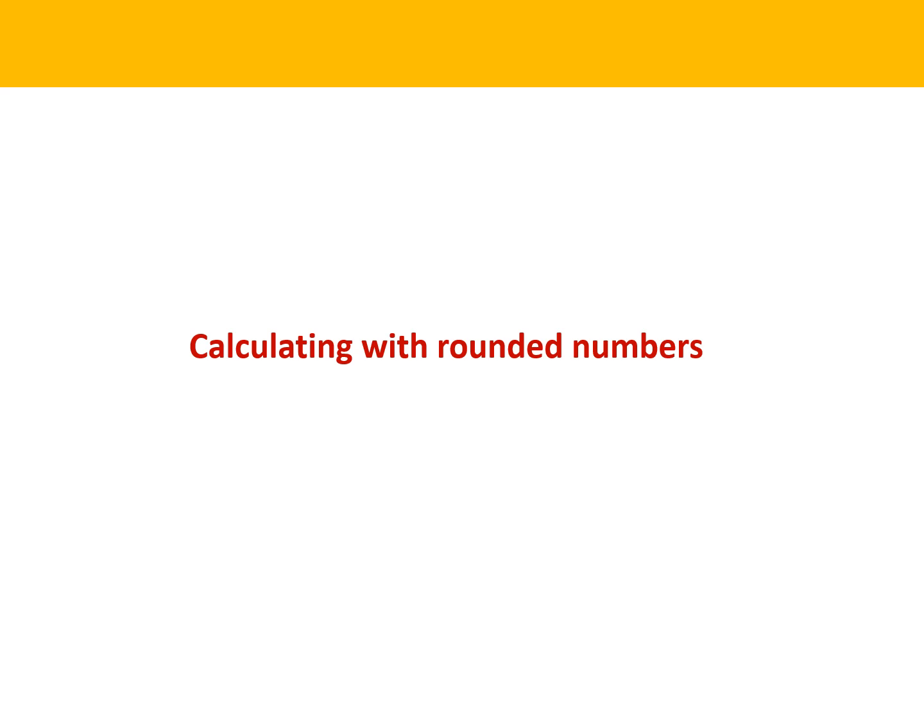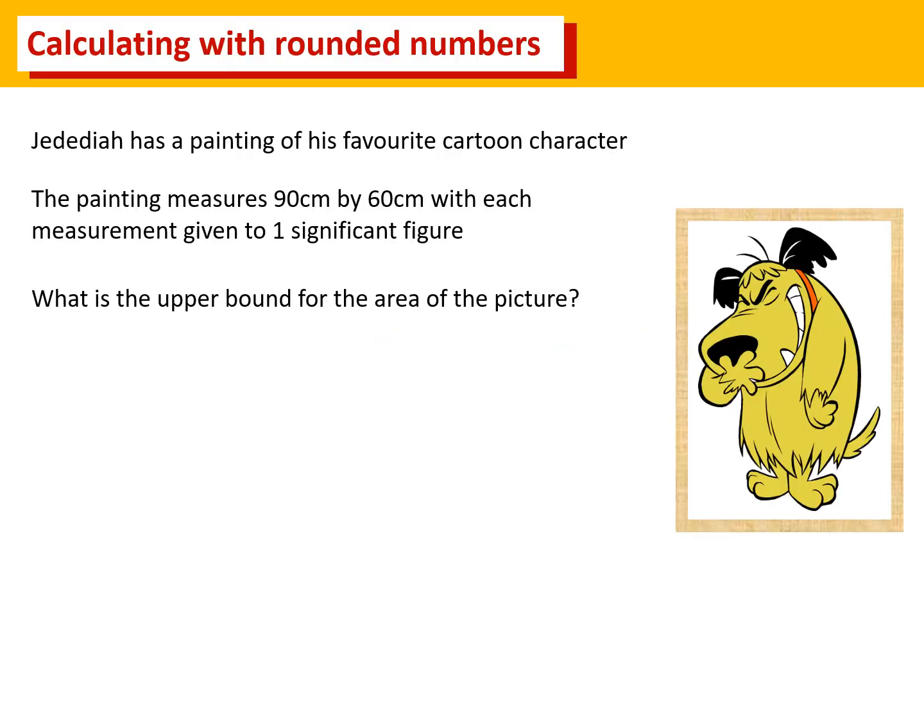Okay, here's a little lesson on calculating with rounded numbers. So, here's an example. Jedediah has a painting of his favourite cartoon character. I would have thought everyone's favourite cartoon character. And that measures 90 centimetres by 60 centimetres, with each measurement given to one significant figure.